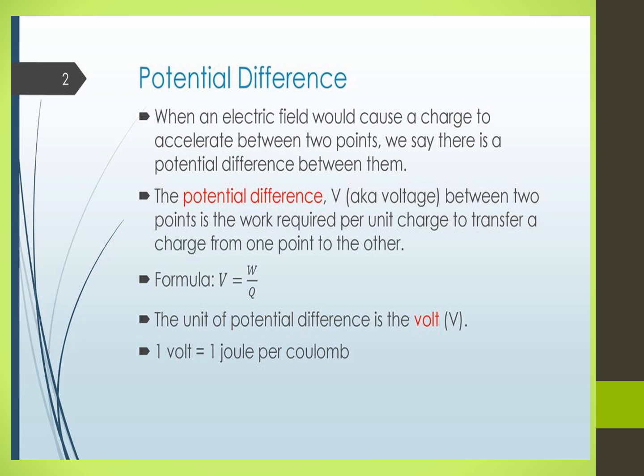Volt. Otherwise we can say joule by coulomb, joules per coulomb, otherwise volt. The SI unit of EMF and the SI unit of potential difference are volt. Okay. What is the symbol of potential difference? V. What is the formula of V? V is equal to W by Q.